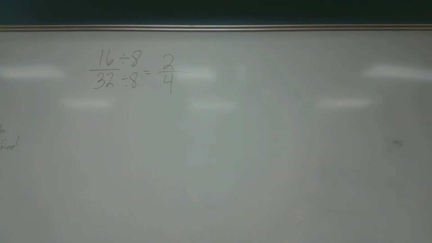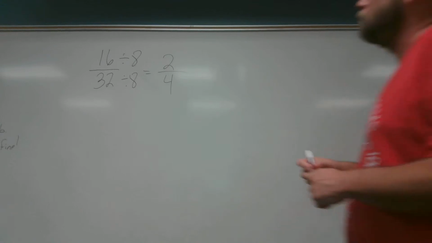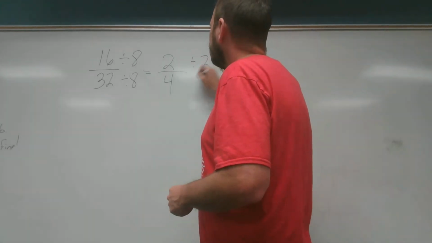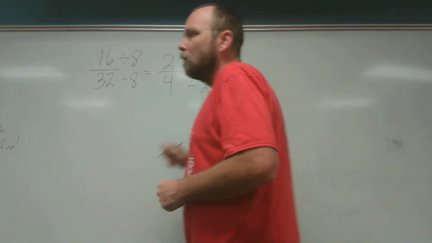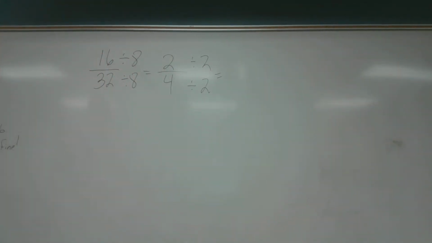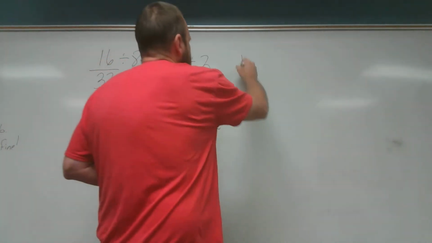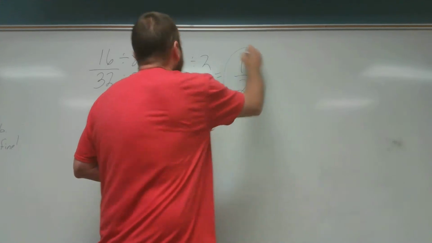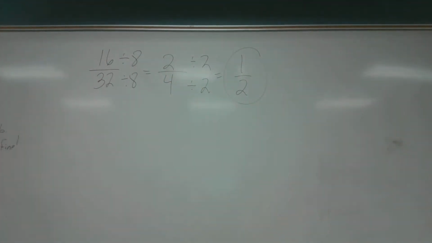Don't leave 2/4 as your answer until you've done some thinking. Because I know, Ari, can you think of any number that is a factor of both 2 and 4? 2. 2 is a factor of both 2 and 4. And Ari, 2 divided by 2 is 1. 4 divided by 2 is? Your final answer, 16 over 32, simplifies down to 1/2.